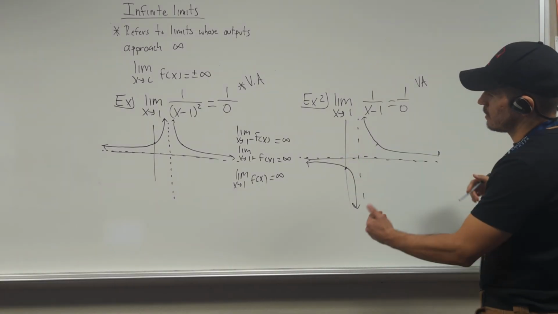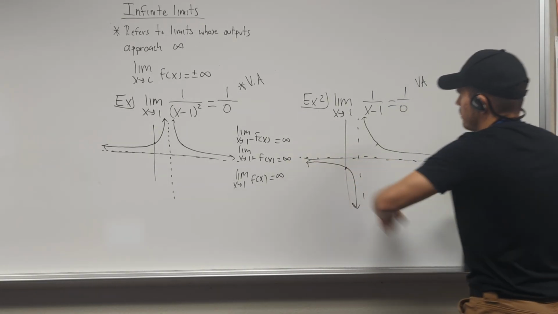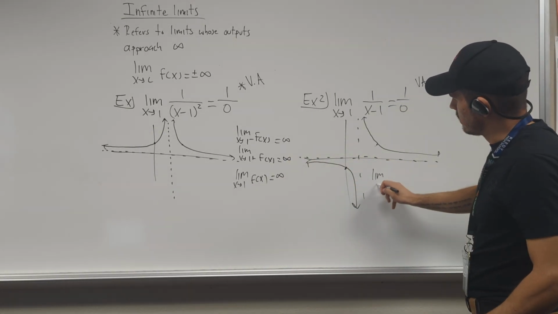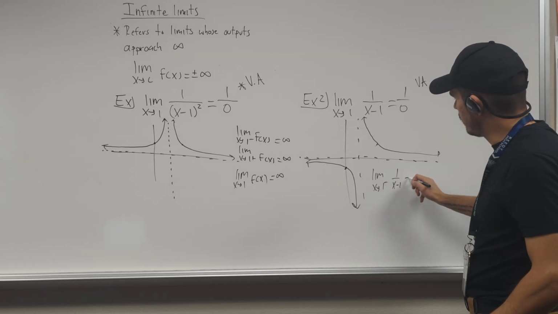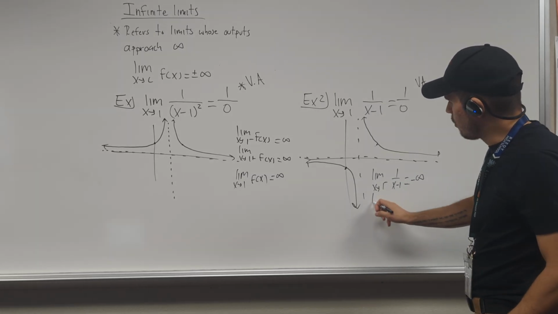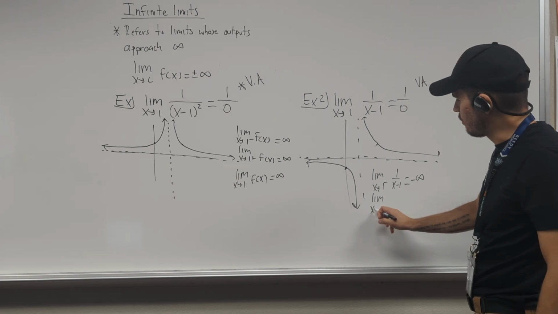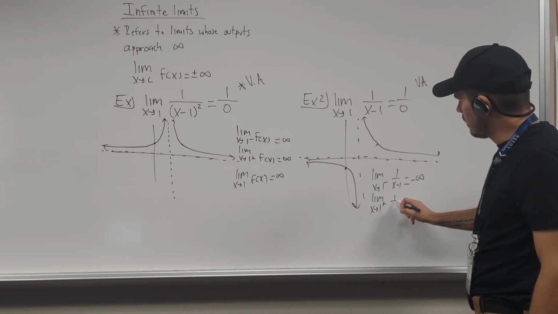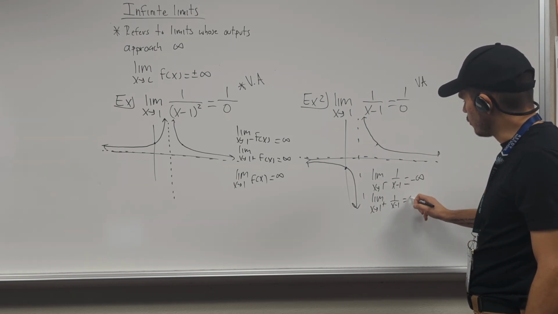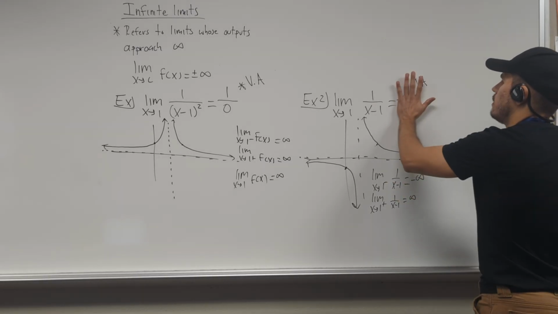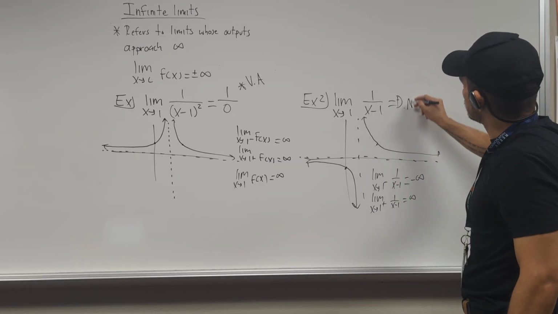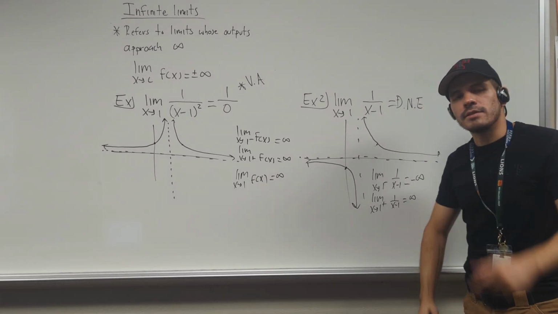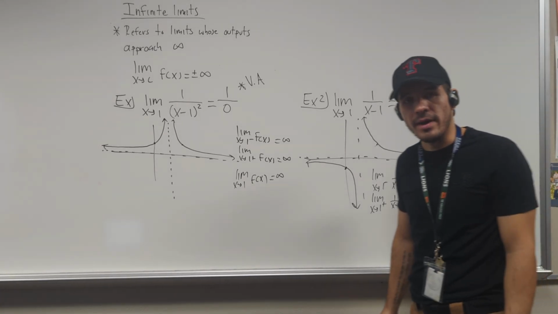Cool? So based on this graph, from the left side, the limit as x approaches 1 from the left of 1 over x minus 1 is equal to negative infinity, while the limit as x approaches 1 from the right of 1 over x minus 1 is going to positive infinity. Therefore, I can say that technically speaking, this limit does not exist since the left and the right are not approaching the same value.